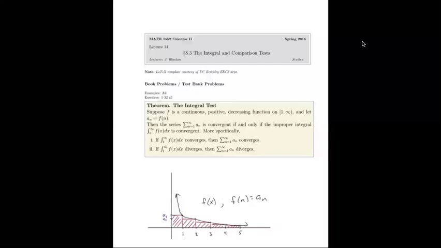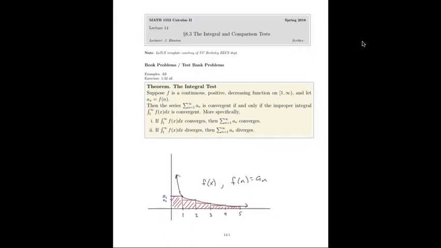Section 8.3 is the integral and comparison test. So this is just expanding on our means of testing convergence of infinite series. This will go beyond what we saw in the last one with the geometric series and the divergence test. So the first thing we'll use is the integral test.